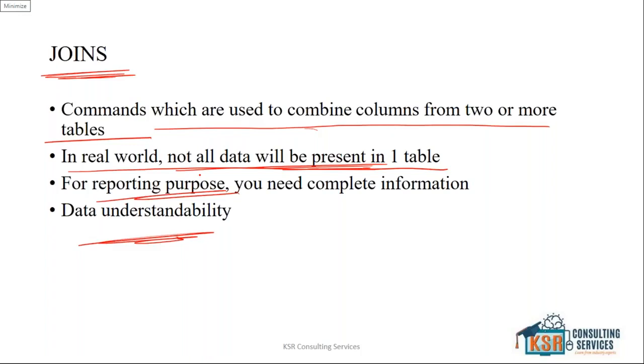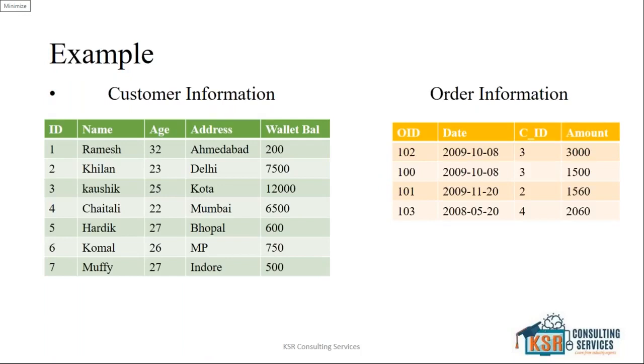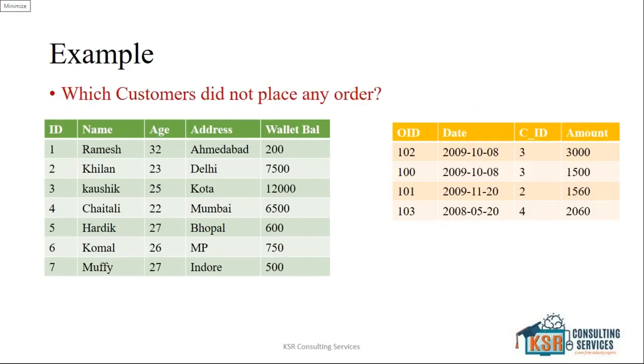Okay, now the concept of join is that we have to combine tables. Let us see how we can solve the problems as well. The first thing we will see is this example: customer information and order information. If I ask you which customers did not place an order, can anyone tell me what your approach will be? How do you check this?